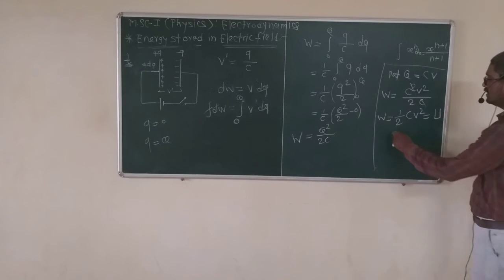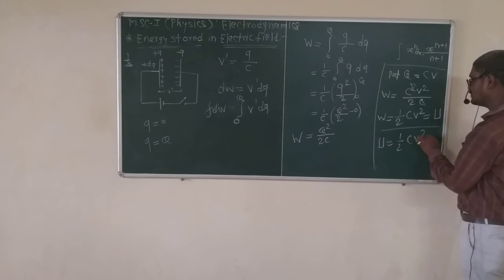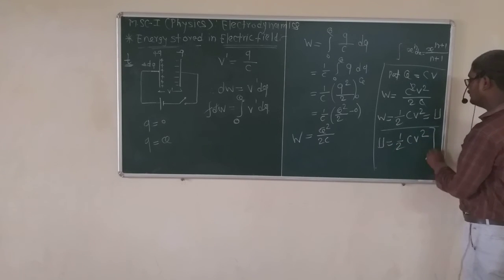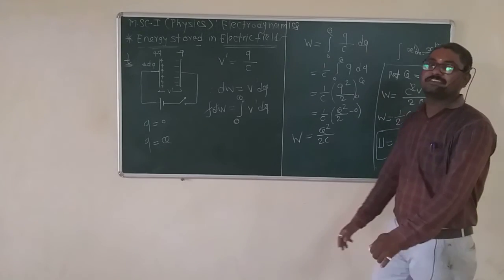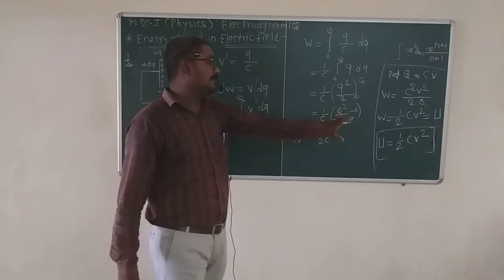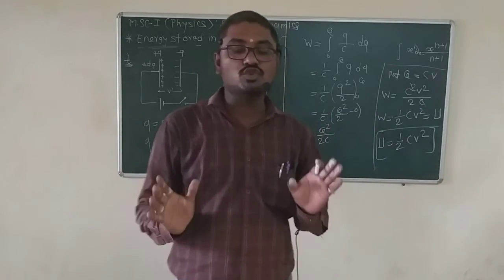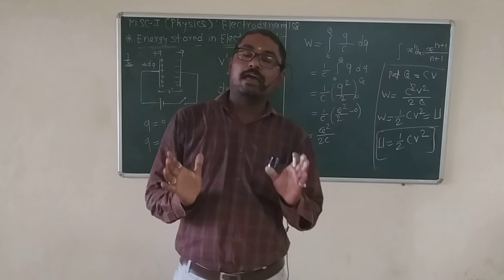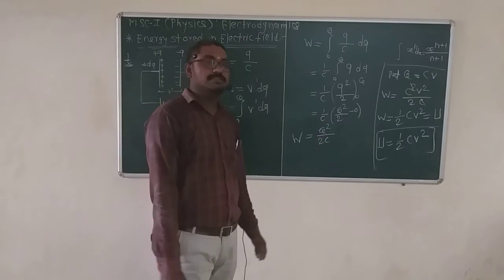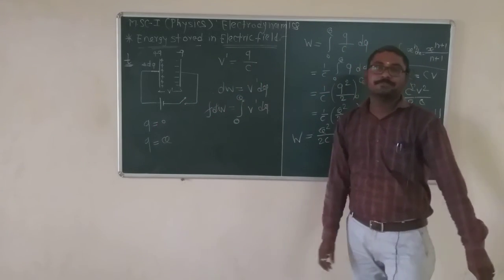Okay, and this is the work done. That means U is equal to 1 by 2 CV square. This is the final expression for energy stored in an electric field. We obtained that the work done is stored as potential energy in a capacitor, and that energy is 1 by 2 CV square.